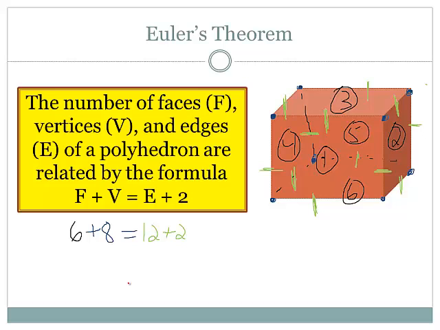Okay, so if we look at this, on the left hand side, 6 plus 8 is 14, and we have 12 plus 2, which is also 14. So we know we're correct because our faces plus our vertices is equal to the number of edges we have plus 2.